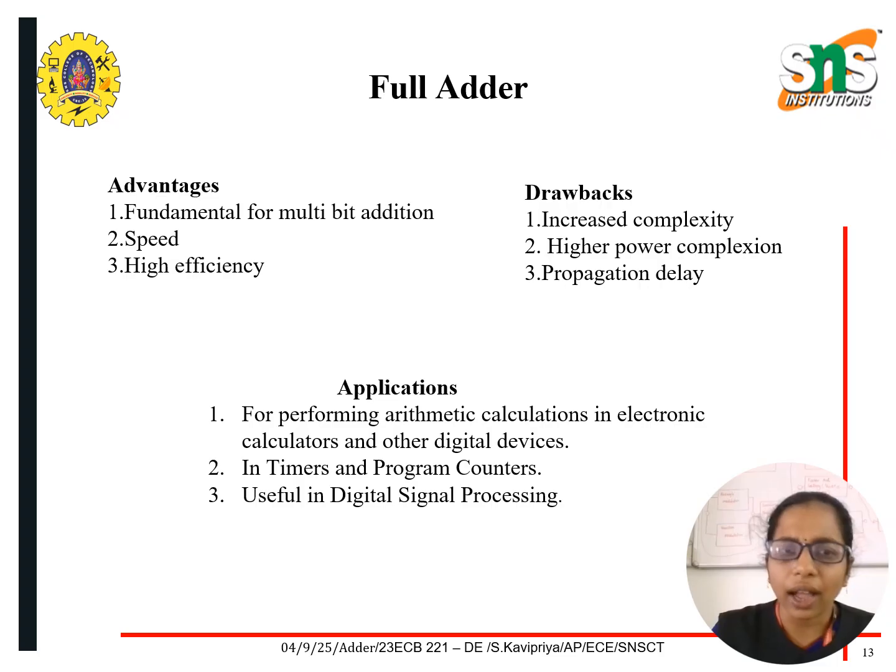And next, what are the advantages, drawbacks and applications of the full adder? The main advantage is that it is fundamental for multi-bit addition, its speed is high and it is highly efficient when compared to the half adder. The drawback is that the complexity increases in the full adder when compared to the half adder, and the power consumption is also very high. There is also a chance of propagation delay in the full adder. Basic applications are that it can perform arithmetic operations and it is widely employed in calculators and other digital devices. It can be used in timers and program counters. It is mainly useful in digital signal processing.